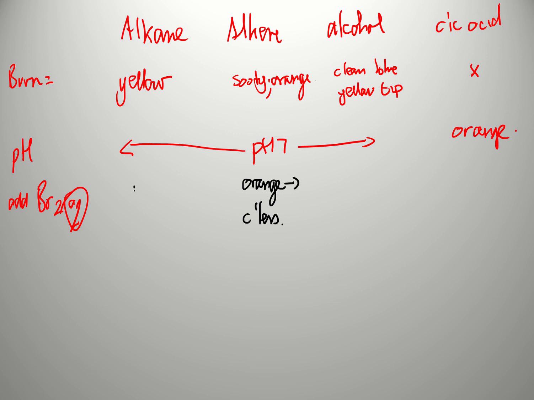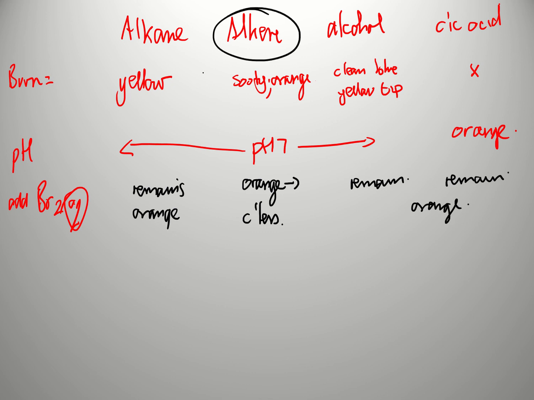The alkane just remains orange when you add the bromine to it. It doesn't change any colour. Don't say there's no reaction. They're looking for an observation, so no reaction would actually cost you a mark. The other ones here also will remain that orange colour. So both of those will remain orange. Now, there you go, we have identified my alkene. Done. We know which one the alkene is. So we've got 3 more left.